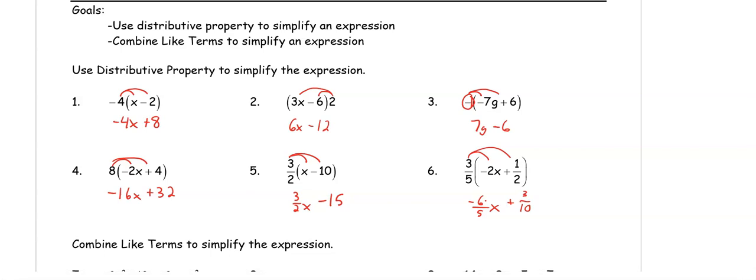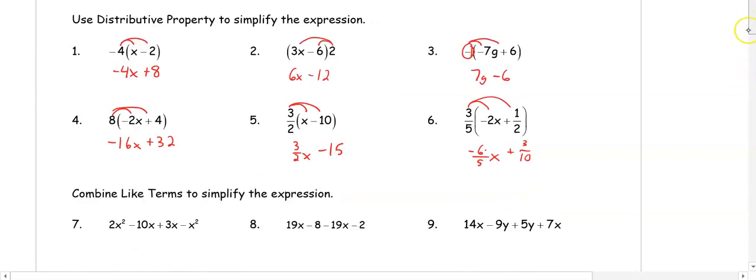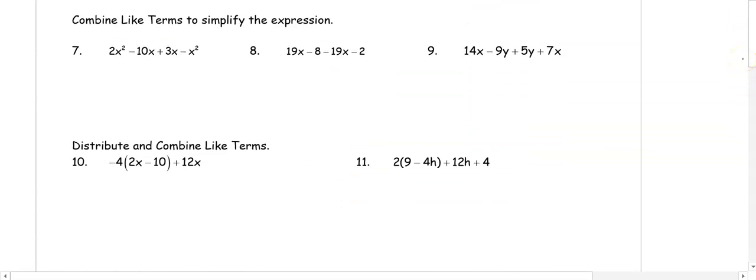When we are combining like terms, remember that we want to combine things that are the same variable to the same exponent. So in number 7, we have two terms that have an x squared in them. So we have 2x squared minus x squared, which is x squared. And we have -10x plus 3x, which is -7x.